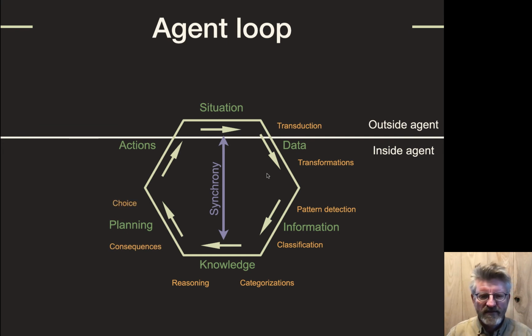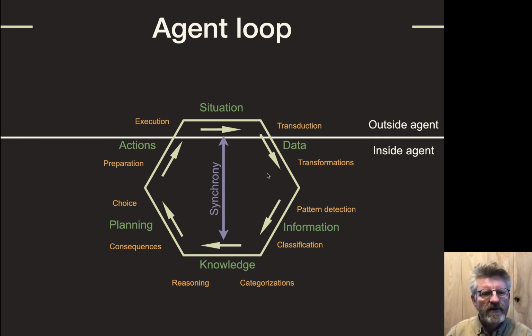The reasoning leads to consequences, and via planning to choices. Then the choices need to be prepared into actions that are at a certain moment executed. That then leads to a change of the situation, and so on. It allows us to go through the whole loop again and again.